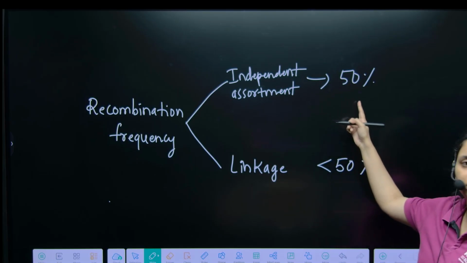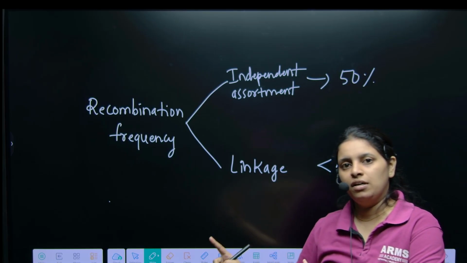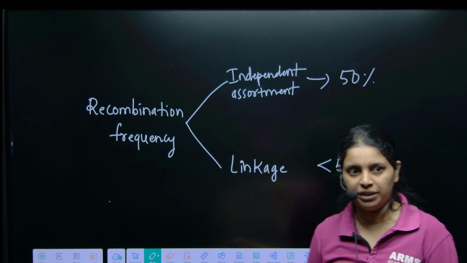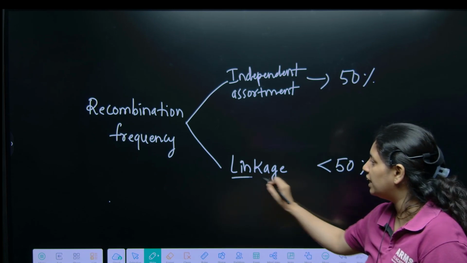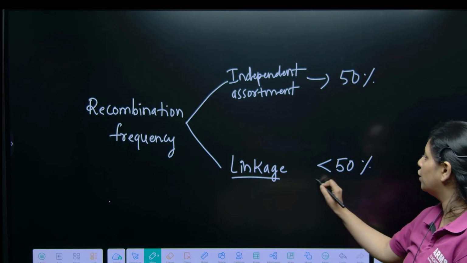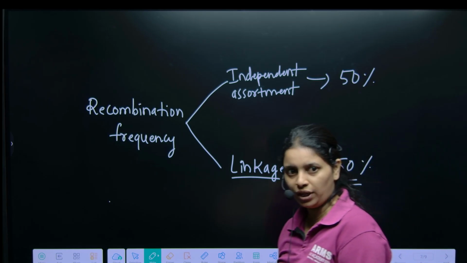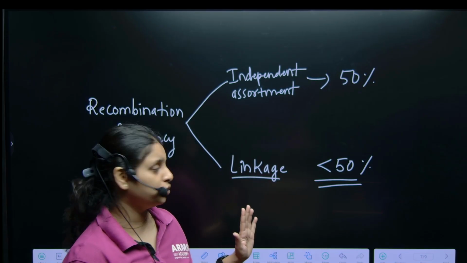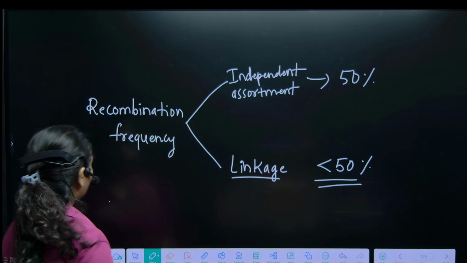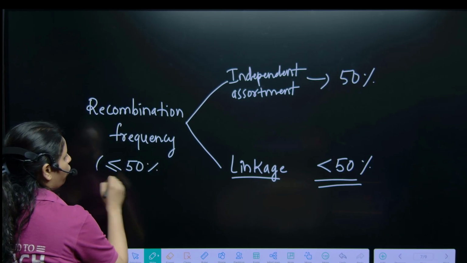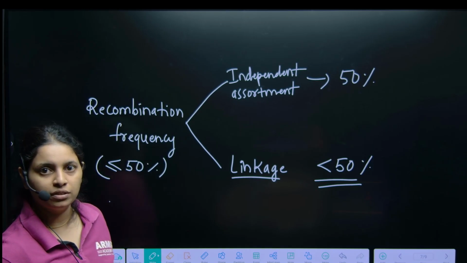In independent assortment, it will be 50% recombinant and 50% parental type. That is why we say independent assortment, right? Whereas in case of linkage, we will have the recombination frequency as less than 50%. So we can also say recombination frequency is less than or equal to 50%. Always, it will not be more than this.